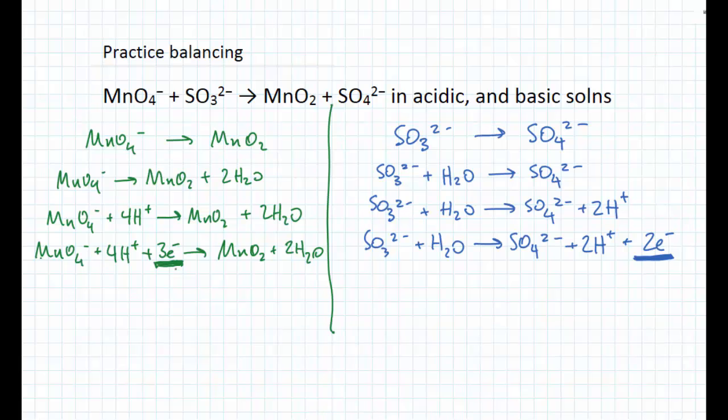So what's next? We have to multiply. So how are we going to do that? What am I going to do on the left one? We got to do a times 2. And on the right one, I got to do times 3. I got to do a least common multiple situation with the electrons there.